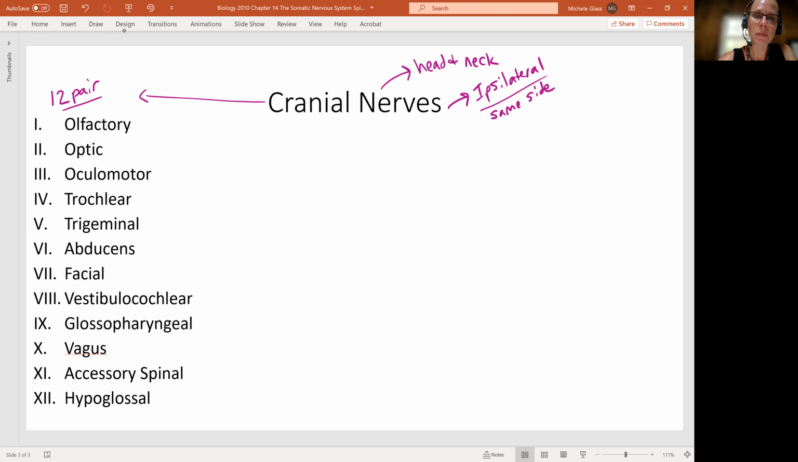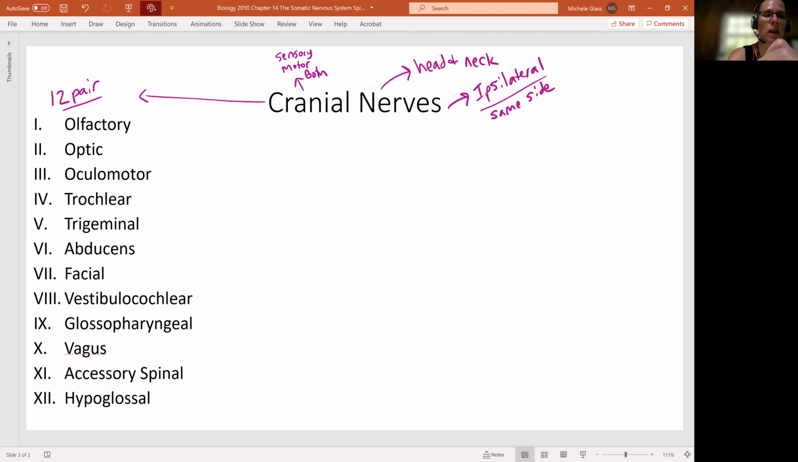The other thing to pay attention to is that our cranial nerves can be either sensory, motor, or both. We saw in the case of our spinal nerves that all spinal nerves are mixed, meaning containing both sensory and motor information. But here we see with our cranial nerves that it can be sensory, it can be motor, or it can have both sensory and motor.